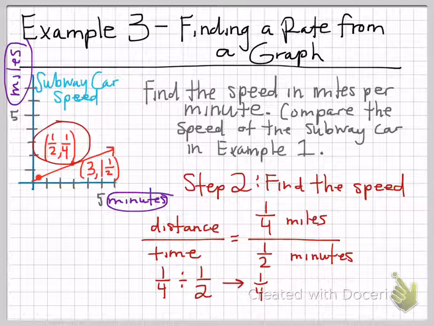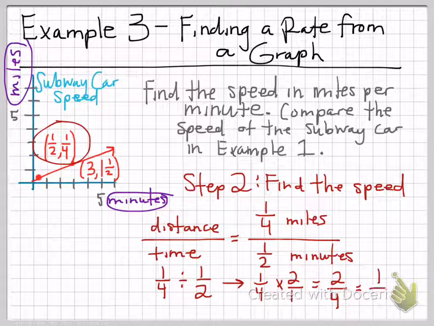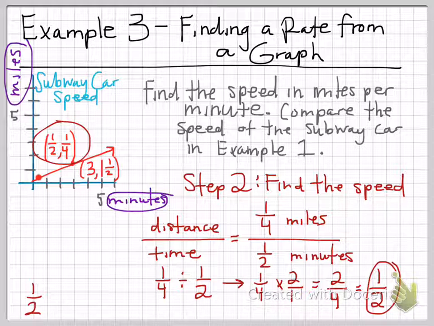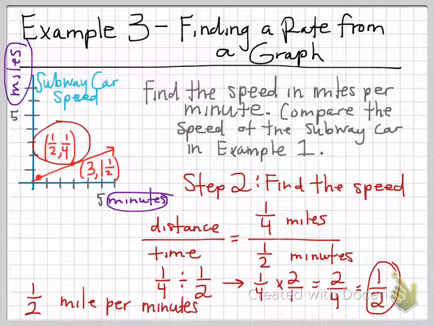What is division of fractions? Multiplied by the reciprocal, 2/1. Very good. So you're going to simplify that: 1 times 2 is 2, 4 times 1 is 4, 2/4, and again, you always simplify for me, so 1/2 is your answer. So the speed of this subway car is 1/2 mile per minute, because your rate stays the same, miles per minute.